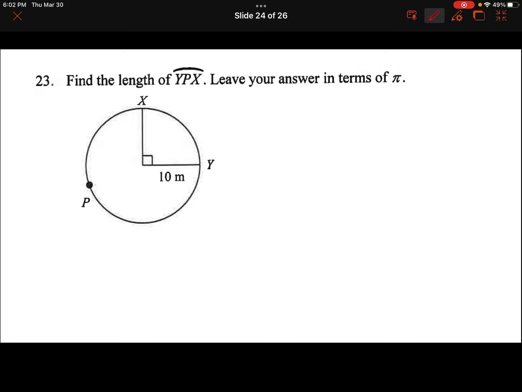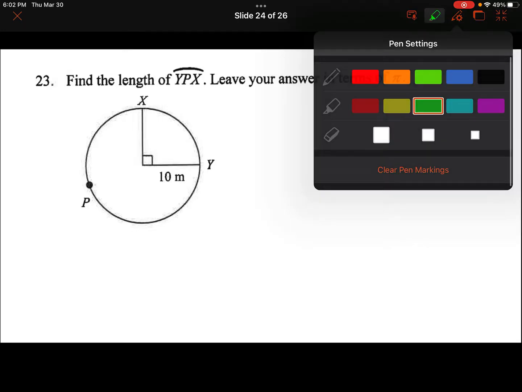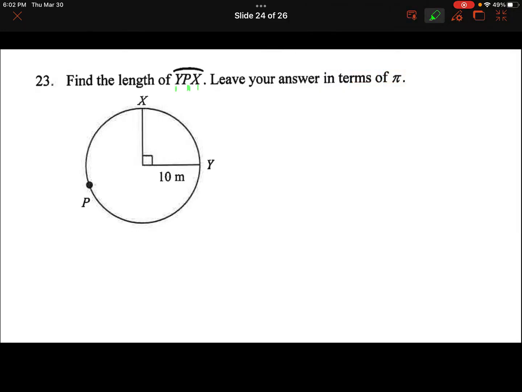Okay, 23 wants the length of arc YPX. So we're starting with Y, we have to end at X, and we have to go through P to get there. So we are literally talking about 3/4 of the circumference. All right, so we can find our circumference and take 3/4 of it. But we definitely need the circumference.